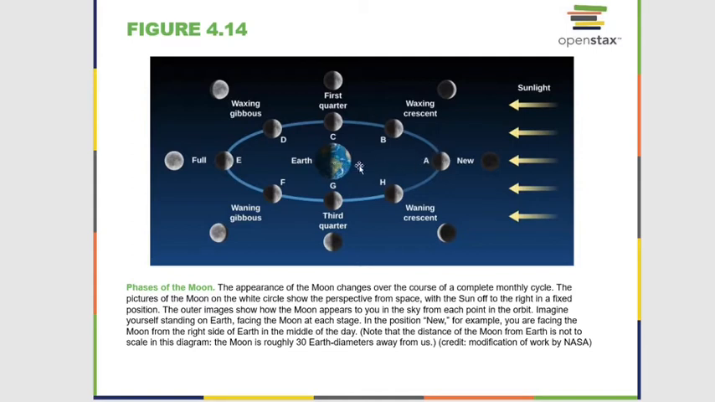If you look at position A, the moon, you're just seeing the backside of the moon, and so this picture over here is what you're seeing from Earth. It's called a new moon, and you're seeing the dark side, none of the lit side.